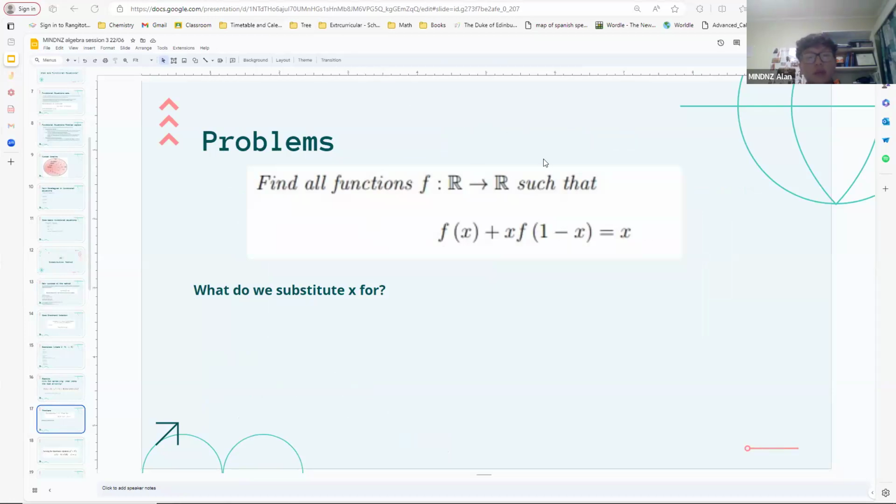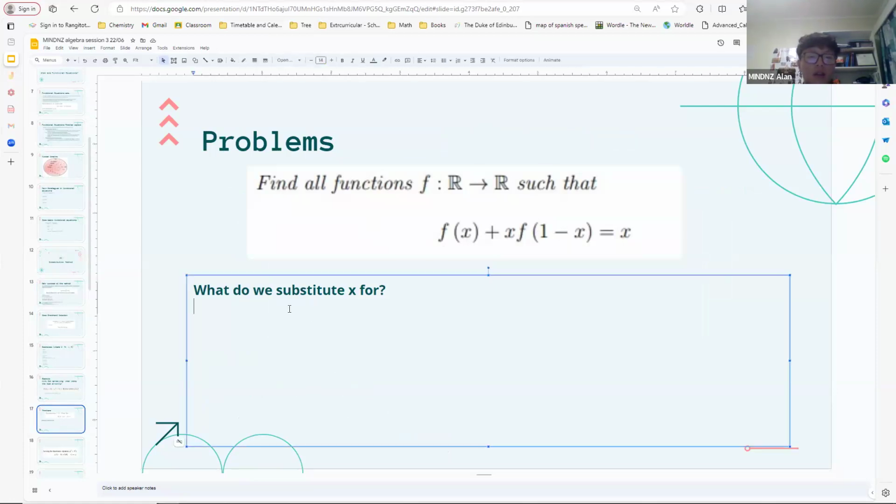Good job. We should substitute for 1 minus x. So when we substitute for 1 minus x, we have f of 1 minus x plus 1 minus x times f of 1 minus 1 minus x equals 1 minus x. But what is 1 minus 1 minus x? Can someone tell me in chat? It's just x.